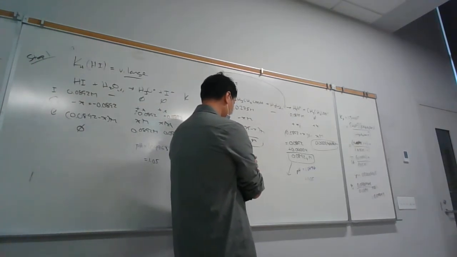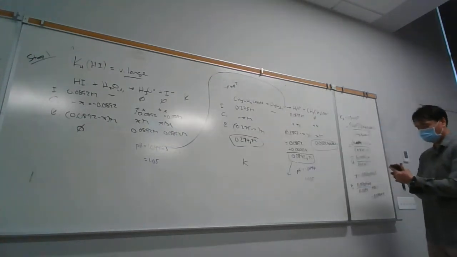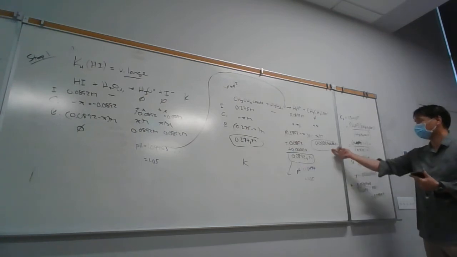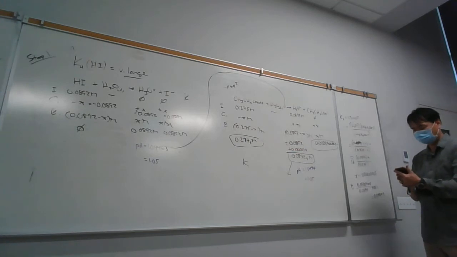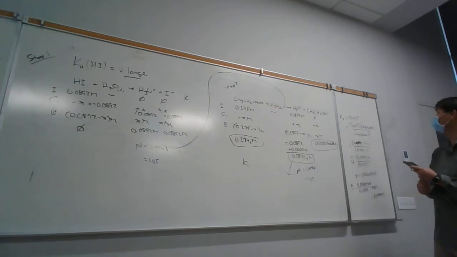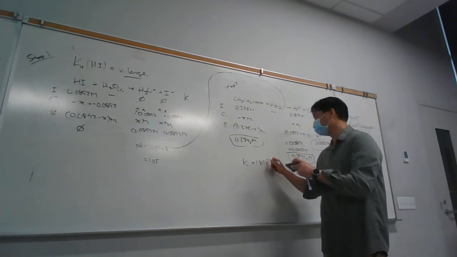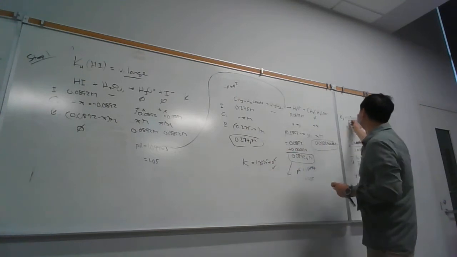But it's handy to do. So 0.4008 times 0.08924 divided by 0.2746 gives 1.30 times 10 to the minus 5, 1.3025 times 10 to the minus 5. And so that checks out.